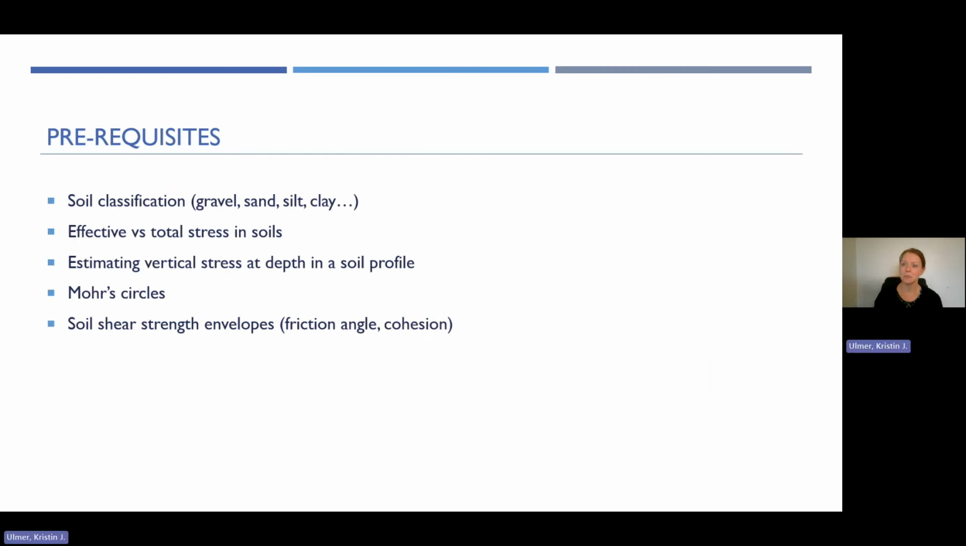As a note, in order to understand fully everything that you'll see in this presentation, you'll want to know a little bit about soil classification, what's gravel, sand, silt, clay, things like that. A bit about effective and total stresses in soils, knowing the difference between those two things and how to compute them. Also, estimating vertical stress at a depth in a soil profile, a little bit about Mohr's circles, and understanding soil shear strength envelopes. So we're talking about friction angle, cohesion, things like that.